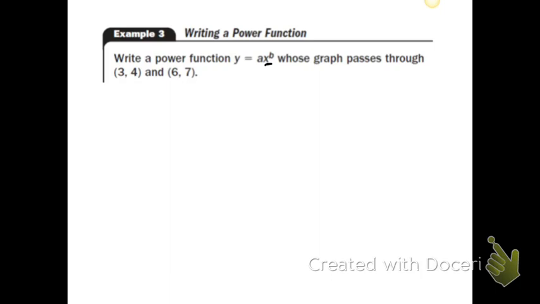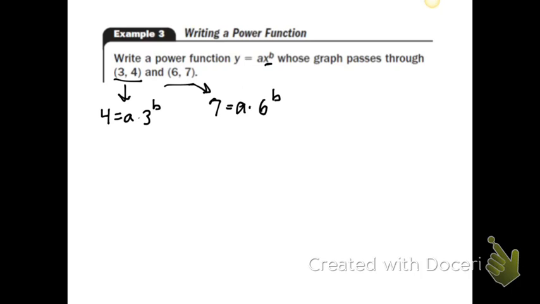We're going to do the same thing. Ultimately, we need to find what a and b are, and we're going to use the two different coordinates to substitute in for x and y to set up two equations so that we can solve for a and b. Let's set up an equation using (3, 4). Now remember, 3 is for x and 4 is for y, so I can rewrite that equation as 4 equals a times 3 to the power b, and for this equation I can say 7 equals a times 6 to the power b. So all I do is substitute in the values for x and y.